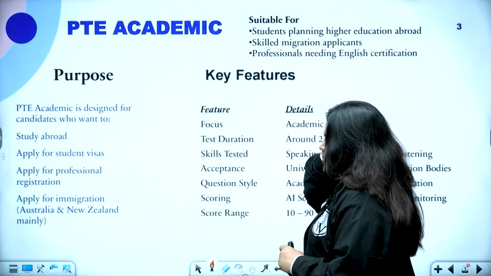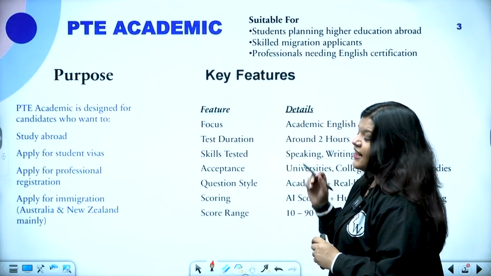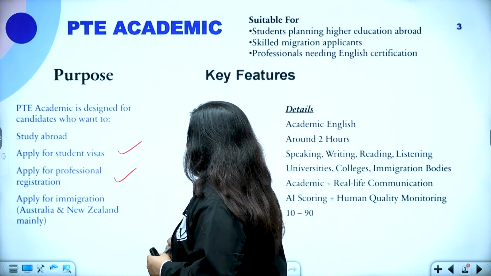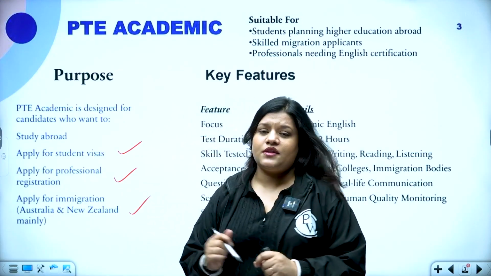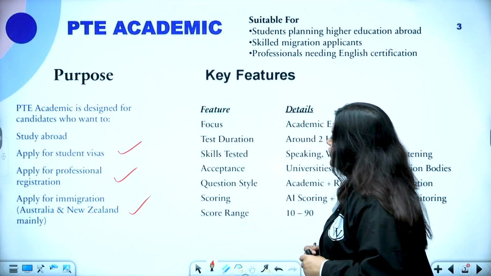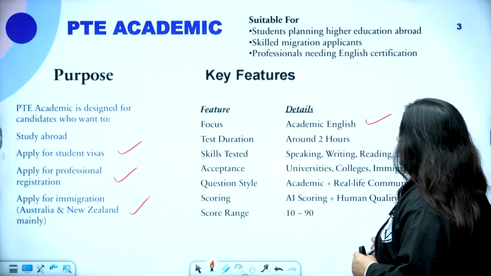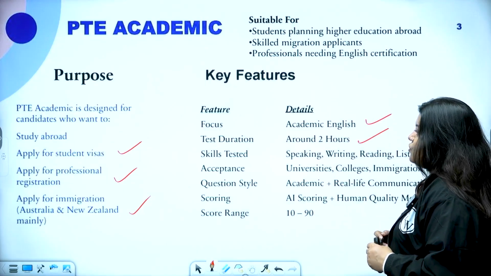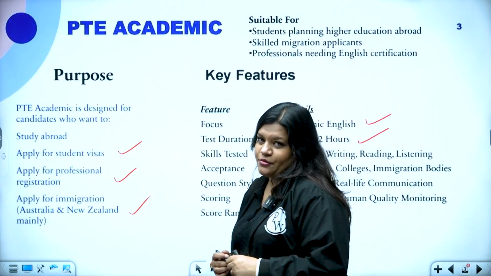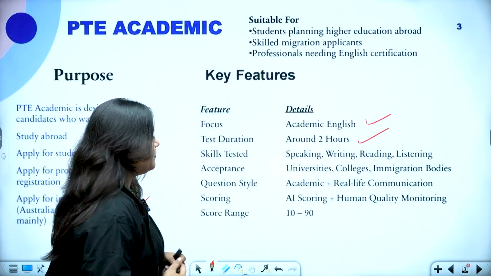Now, PTE Academic is designed for candidates who want to study abroad, apply for a student visa, apply for professional registration, apply for immigration, specifically for Australia and New Zealand. Moving ahead, the features are: the focus is academic English, test duration is around 2 hours, and the skills tested are the 4 major modules, which are speaking, writing, listening, and reading.